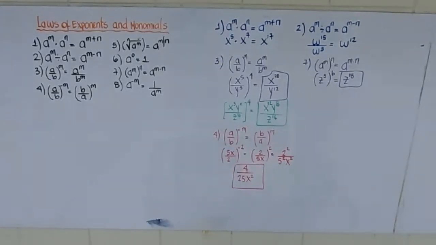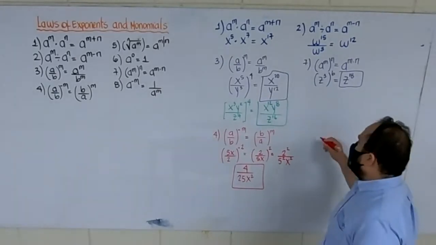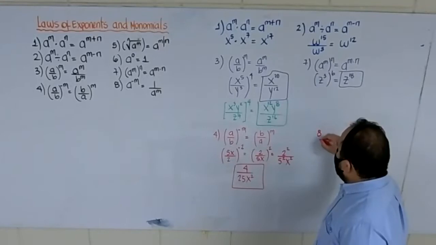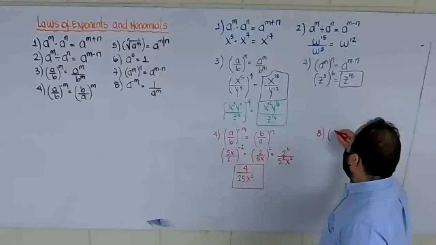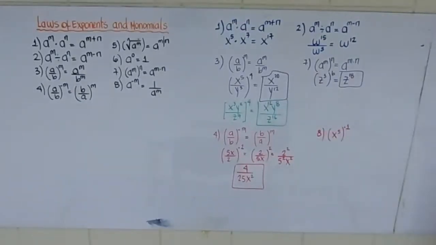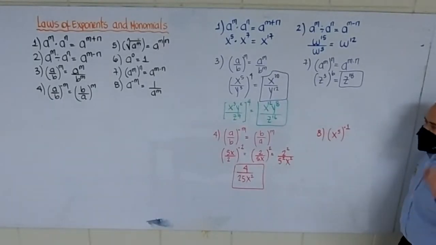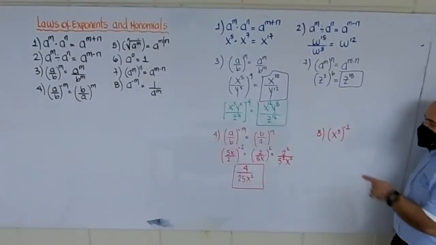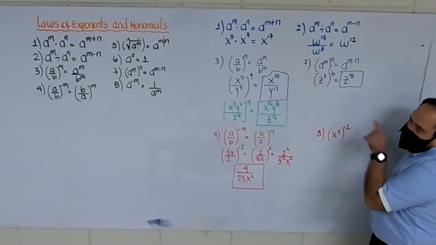This is the rule of negative powers with fractions, okay? Now, what happens if we have whole numbers? This is going to be rule number 8. Rule number 8, if we have x to the fifth power elevated to the negative 1. I just want to give you a number, okay? First of all, before applying rule number 8, what we have to do is, we have rule number 7, right?